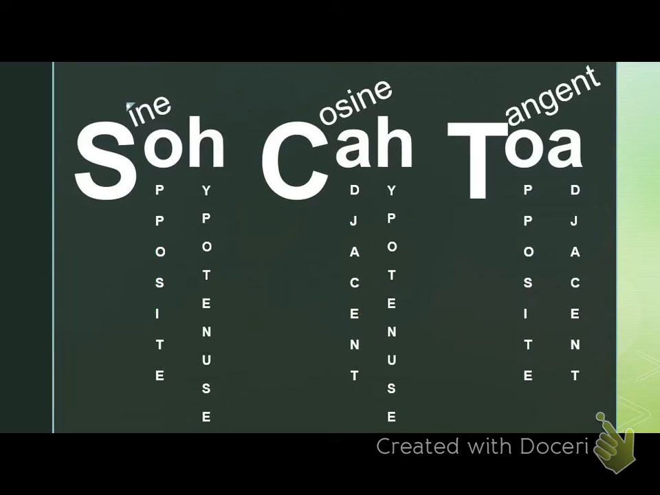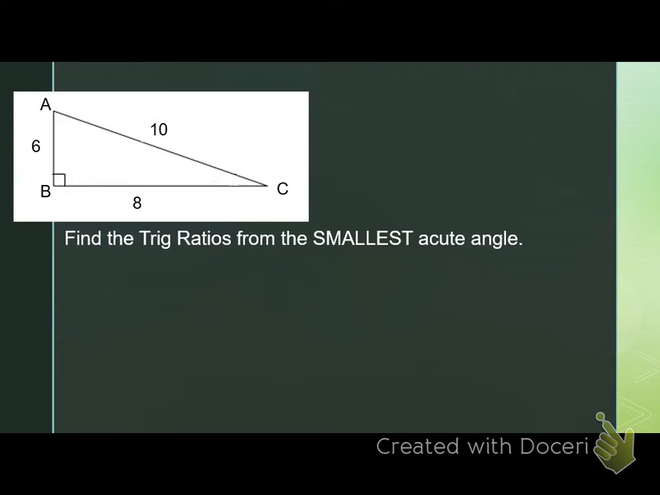Okay, so why in the world are we talking about this? I will show you what it looks like. This is what a question on your quiz will look like, and I will show you how to apply what we're talking about. Okay, so find the trig ratios from the smallest acute angle. So first, we need to figure out what is the smallest acute angle. The smallest acute angle will be across from the shortest side. So what is the shortest side here? What number is the shortest side? 6.